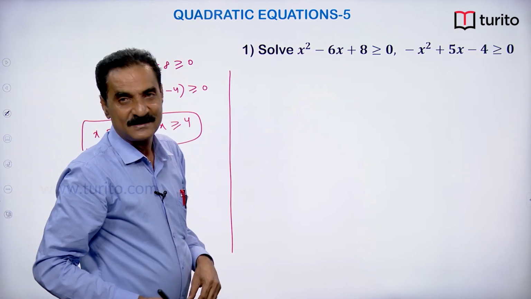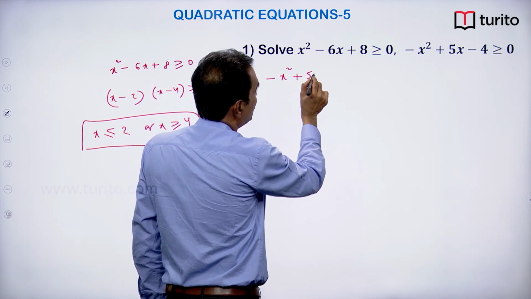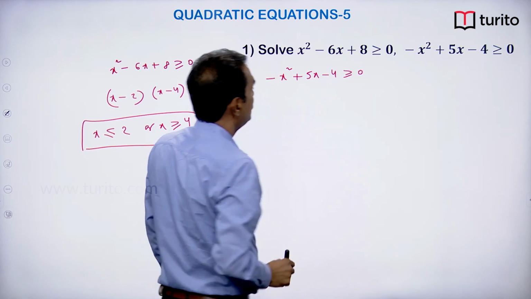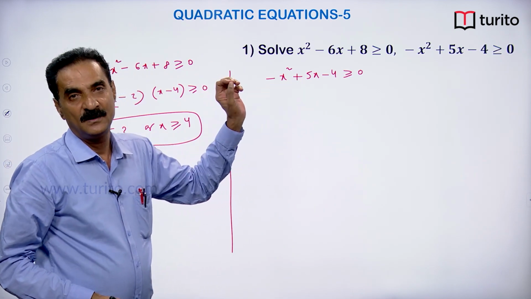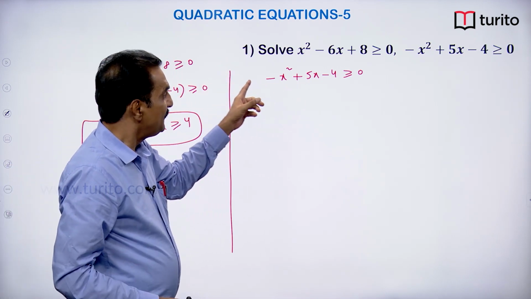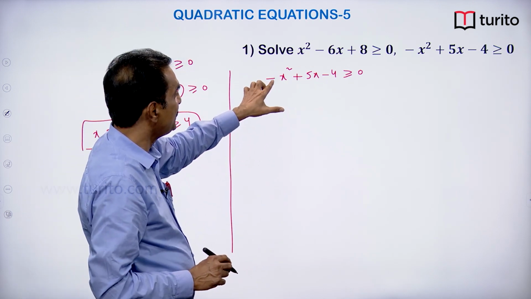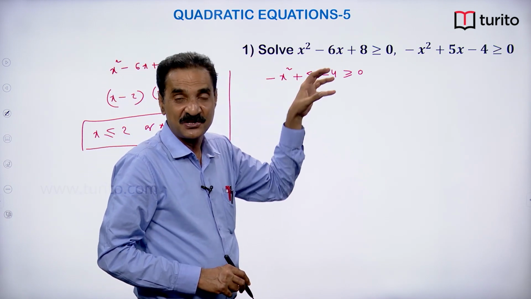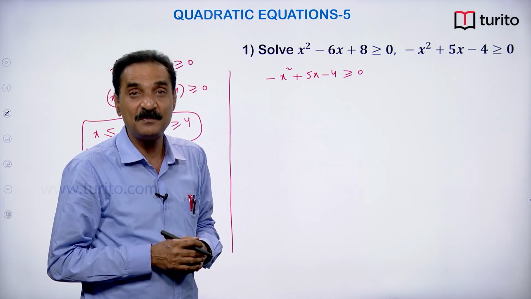Now let us solve the second. Minus x square plus 5x minus 4 greater than or equal to 0. If you check the discriminant, it is positive, so it is factorizable. Now if you want, you can multiply both sides by minus sign. Here initially the x square coefficient is negative, and the expression is positive. The x square coefficient and expression have opposite signs, then x lies between the roots.